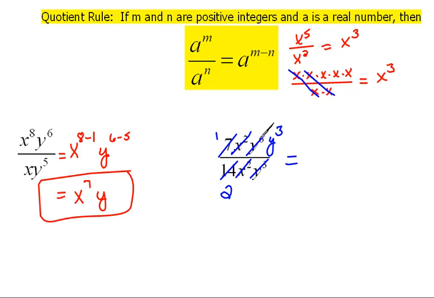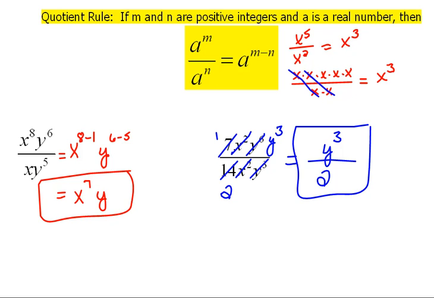Now all we have left on top here is 1 times y cubed, which is y cubed. And on bottom, the only thing we have left is a 2. So our answer would be y cubed over 2.